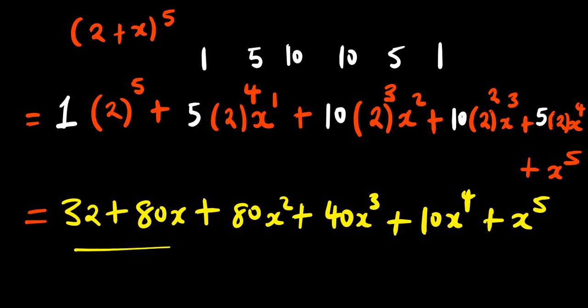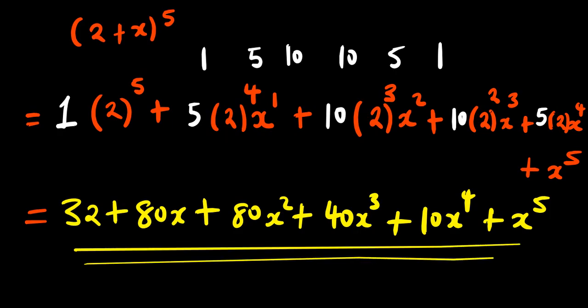So this is the expanded version of (2 + x) to the power 5. Okay, so this is how we solve if your power is small. Then in the next session, we're going to talk about the binomial theorem, where we're going to be dealing with bigger powers. Okay, thank you.